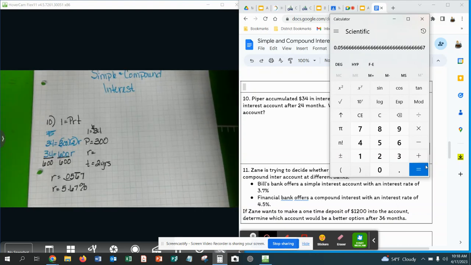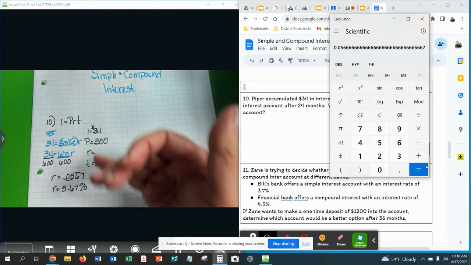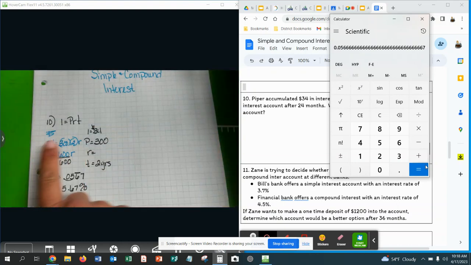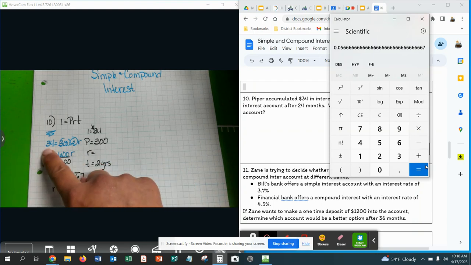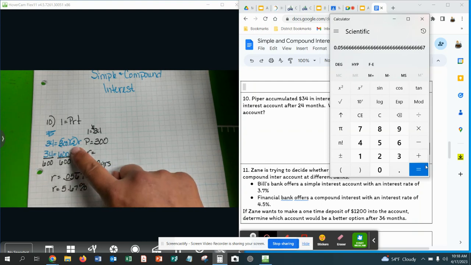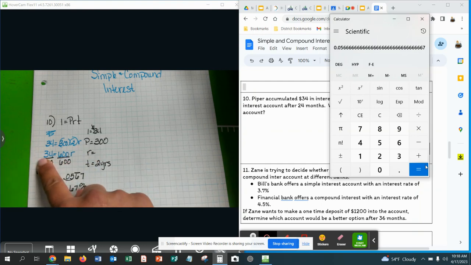Questions on that? Remember, when we set these things up, all we have to do is set them up, multiply it out, and then divide. In this case, I multiplied the 2 times 300, right? I put the 34 in its place, multiplied, and then divided. Questions? No? Okay.